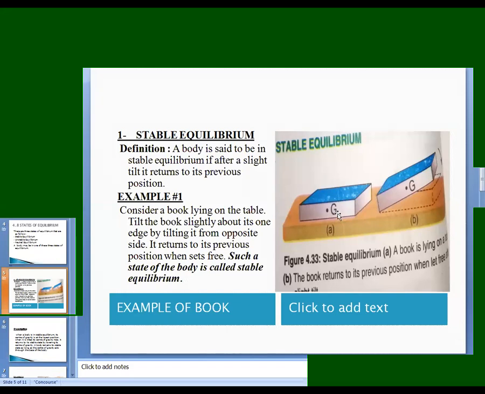I discussed center of gravity and center of mass. If you didn't understand them, you can consult my previous lecture, where I gave you the concept of center of gravity and center of mass. Here G stands for center of gravity. So the center of gravity of this book is at this position.